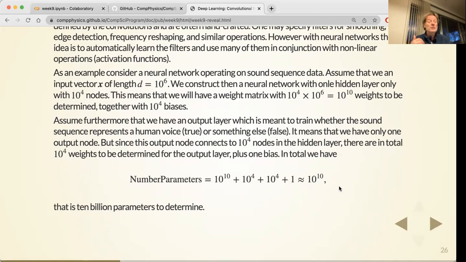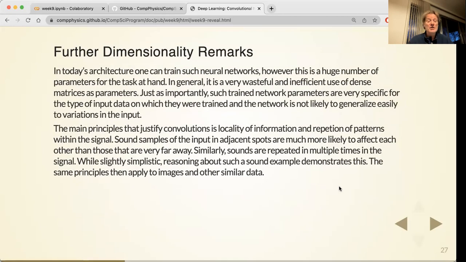Reducing that type of problem is what convolutional neural networks offer as a solution. In today's architectures, you can train such neural networks. However, it's a huge number of parameters for the task at hand, and in general it is a very wasteful and inefficient use of dense matrices as parameters. Just as importantly, such trained network parameters are very specific to the type of input data on which they were trained. It's not likely that this approach will generalize easily to variations in the input. If you have another type of image, you would actually have to redo everything.